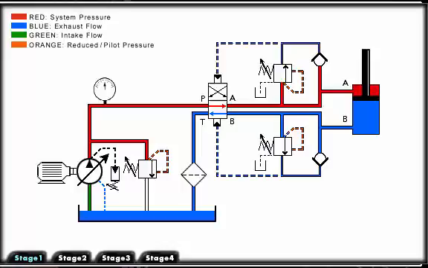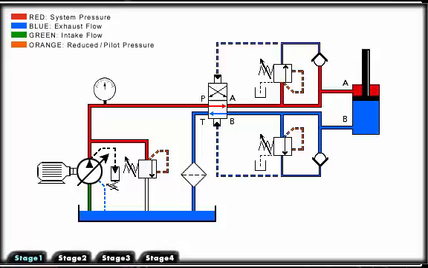This circuit uses two sequence valves. They are normally closed valves that open at a predetermined setting. By tracing the flow in this circuit, we should be able to determine how this circuit is designed to operate. This process is called reading a schematic. Let's begin at the pump.